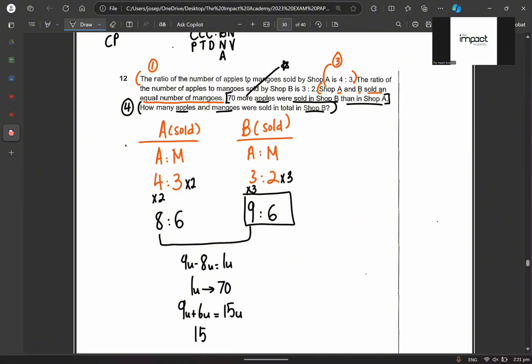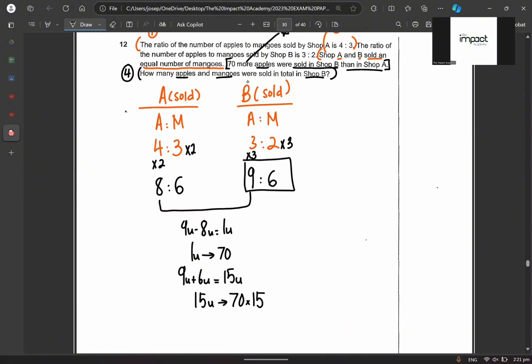And we can confidently say that 15 units is actually equal to 70 times 15. When I do 70 times 15, I will get an answer of 1050. And that is your answer for this question.